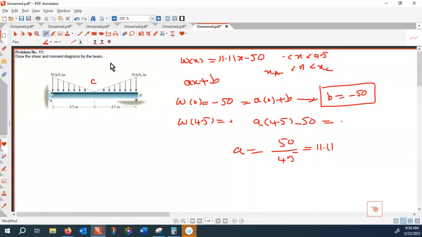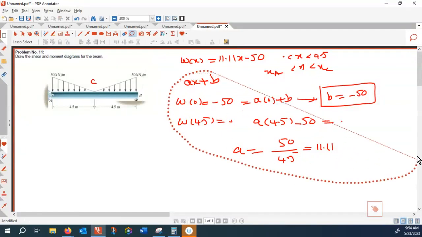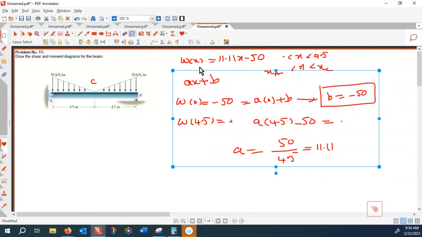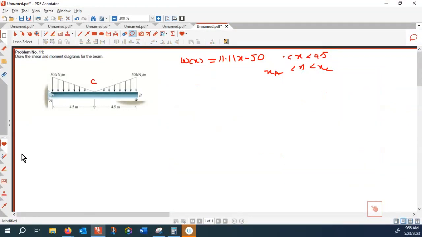Everyone happy with that? You can easily check this: if I plug in x equal to 0, that is minus 50. If I plug in x equal to 4.5, that is also 0. Okay, what do I do next?